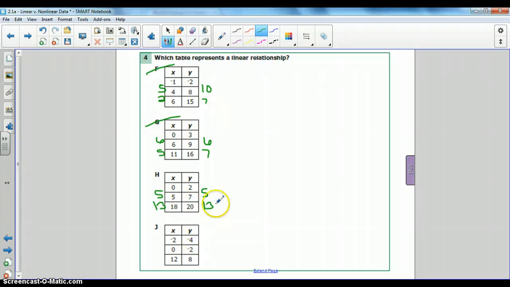So might be that one because we have the same amount of change here. And then this one, we would have added 2, and then we would have added 10. Here we would have added 2, and we would have added 12. So, can't be that one. So our answer is H.